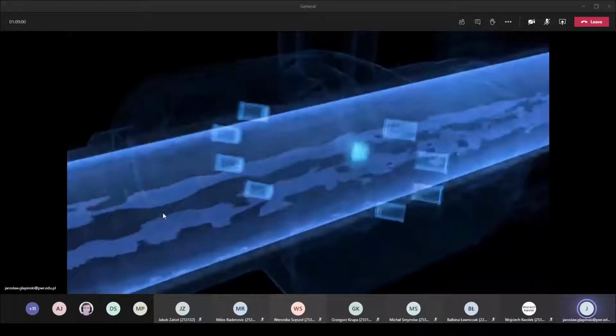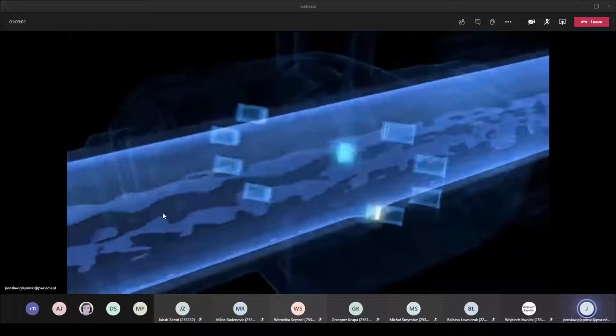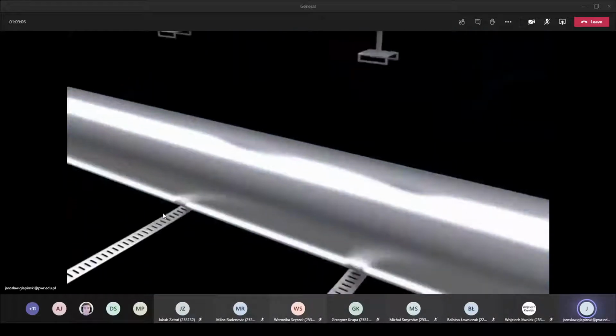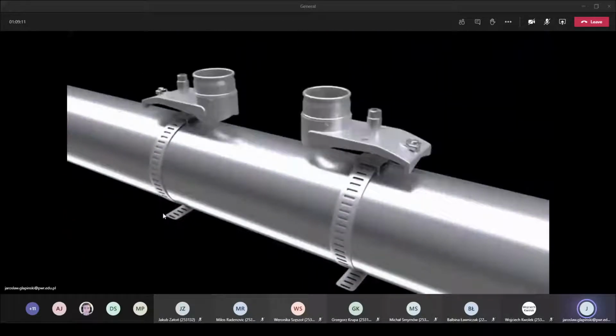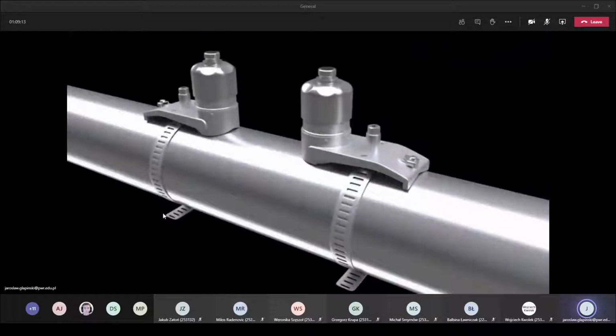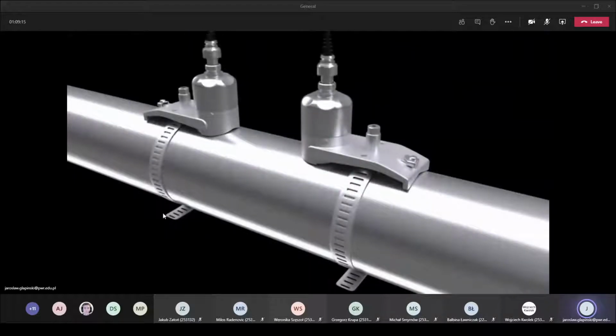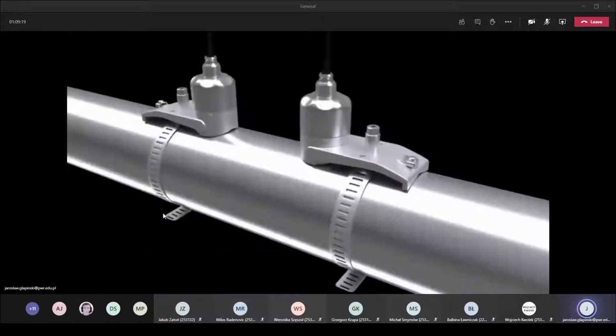For ultrasonic flow measurement, the sensors do not necessarily have to be fitted into the pipe wall. With a clamp-on system, for example, the sensors are fastened directly onto the outside of the pipe. They can be retrofitted at any time without interrupting the process.